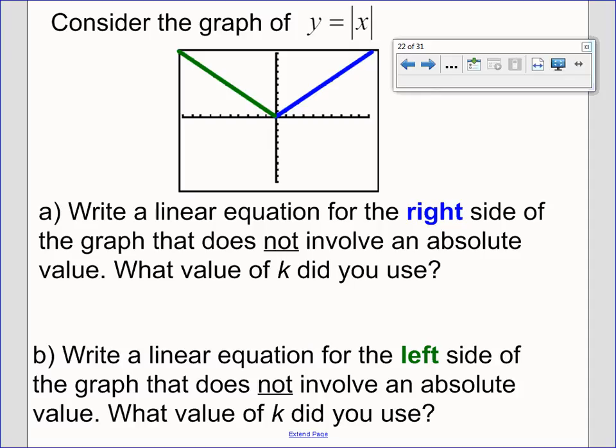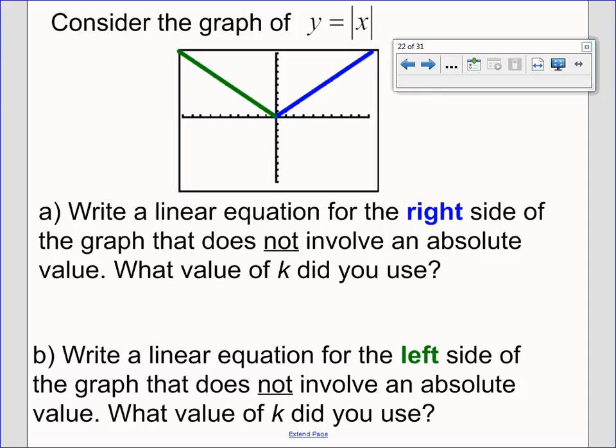What I want to do now is direct your attention back to our day 9 note sheet. So everybody find your day 9 note sheet. Bottom of Bellwork, consider the graph of y equals absolute value of x. We remember that as our parent function v shape, right? Our y equals absolute value of x is a parent function v shape.